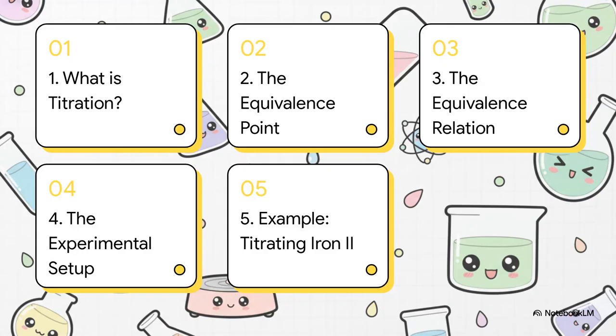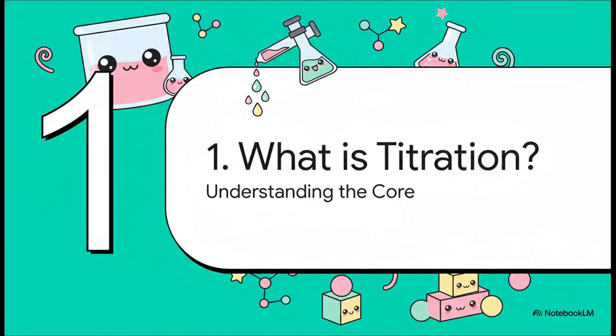And here's our roadmap to get you there. First up, we'll get the basic definitions down in what is titration. Then we'll zoom in on the most important moment of the whole reaction, the equivalence point, and the math that makes it all work in the equivalence relation. After that, we'll look at the experimental setup and tie it all together with a real-world example, titrating iron 2. All right, let's dive right in.